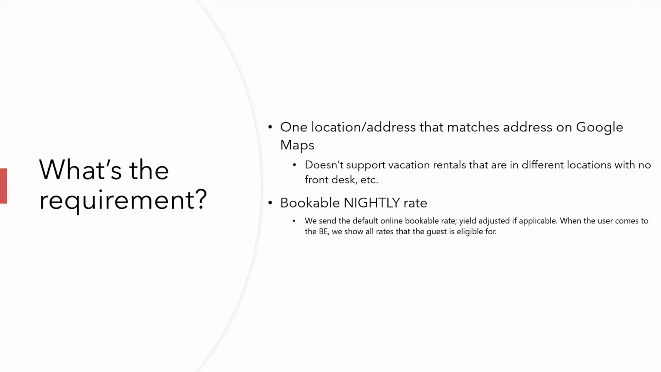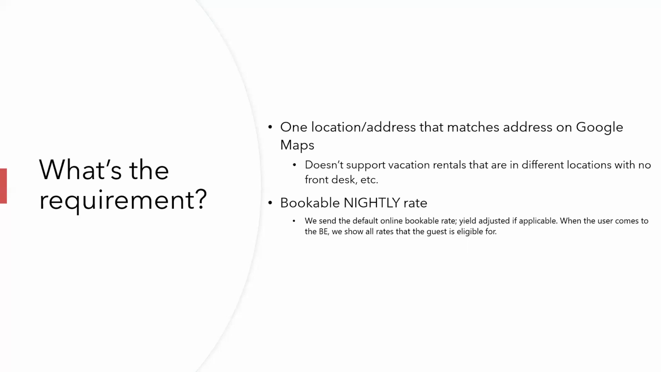Now, what's the requirement? There are some things that Google Hotels has as sort of a restriction. That means one location or address that matches an address on Google Maps. So you have a Google business listing with an address and a location. The easiest way to explain this is sometimes, if they have vacation rentals, there really is no set front desk. They just manage vacation rentals that are scattered throughout an area. Each of those has its own address. That's where Google Hotels, since it incorporates addresses and maps, doesn't play nicely yet.